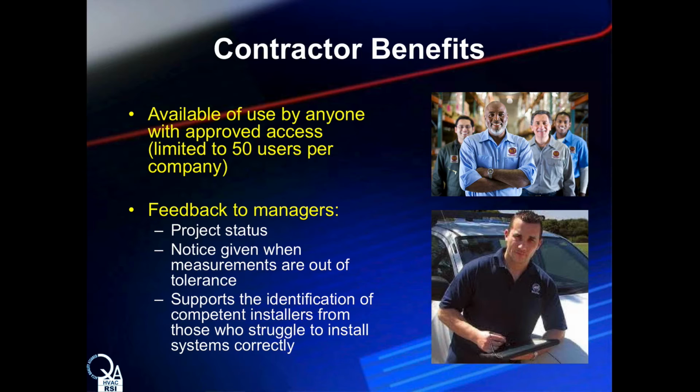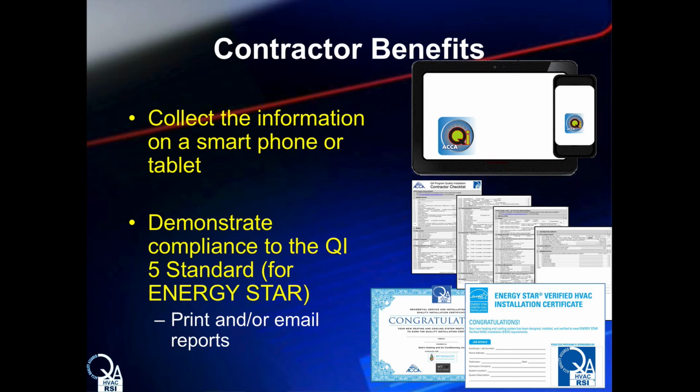There is also automatic feedback to inform you when measurements are out of tolerance. Not always a bad thing, but something which may need attention. And, based on the automatic feedback, managers can identify team members that are successful and those that may benefit from additional training or supervision. It's easily used. Almost everybody has a smartphone or a tablet. Now you can use that to collect information about the system installation. And the app will review and confirm that your installation meets the requirements for an ENERGY STAR certificate. Or, if your customer wants standard efficiency equipment, then the job can still be eligible for an ACCA RSI certificate.